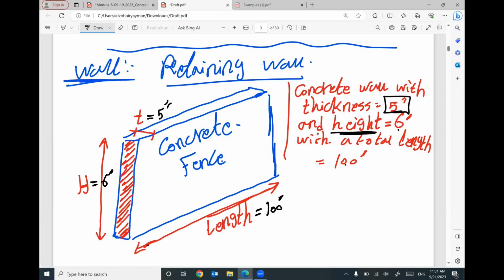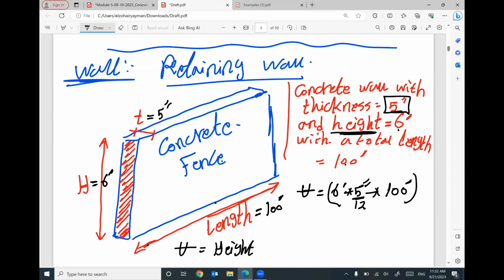So if you would like to figure out the volume of concrete required for this wall, you have to multiply 6 feet, the height, by 5 inch, the thickness, this is the area, by the total length 100 feet, you can get the volume. Be careful to divide this thickness by 12. So the volume of wall equals height times thickness times length. That makes sense?